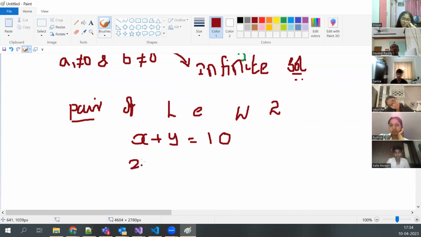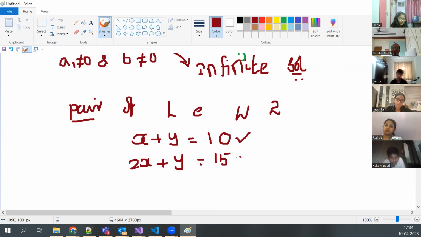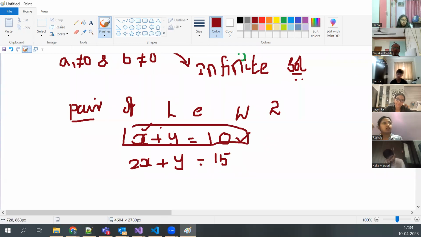For example, x plus y equal to, let us assume, 10, and then 2x plus y equal to, let's say, 50, right? These are two linear equations. Why is it a linear equation with two variables? Because you have two variables here, and here also you have two variables. How many solutions it contains, we will see later.